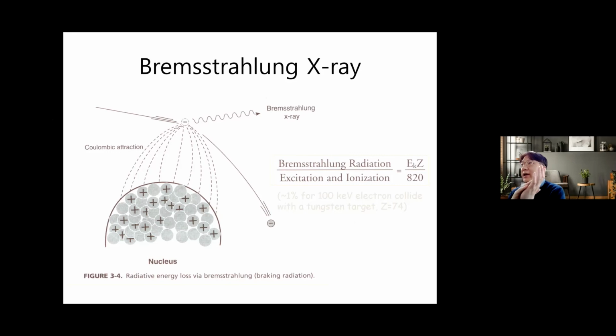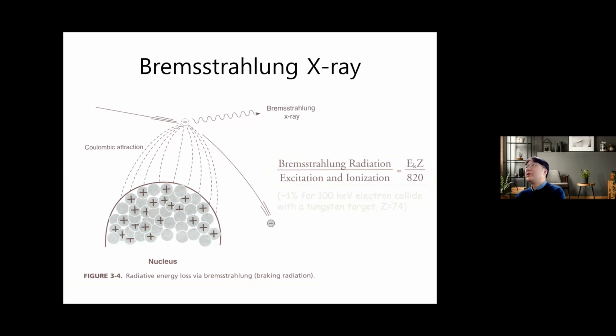Alpha has higher linear energy transfer than beta, and Auger electron has higher linear energy transfer than beta as well. So the therapeutic effect is highest for alpha, and next is Auger electron, and lowest is beta. Okay. So this is the end of my presentation.